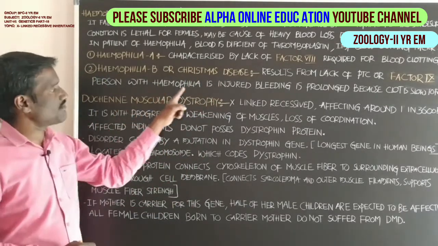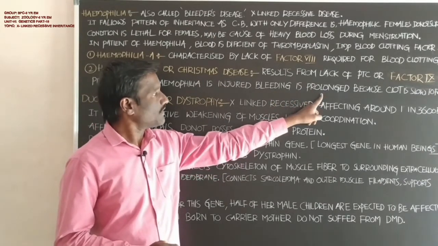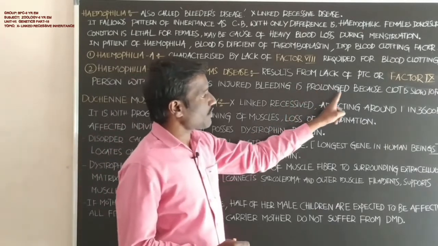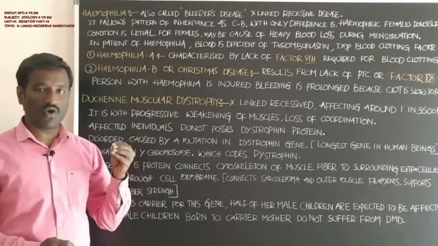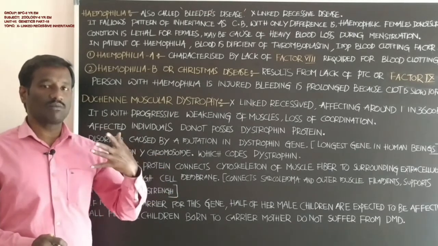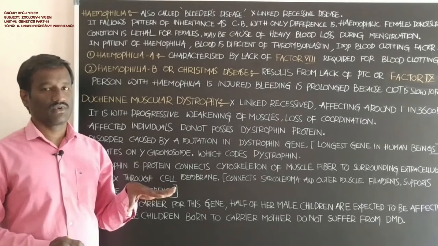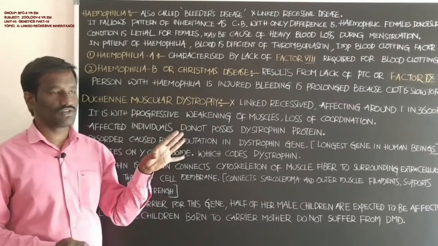A person with hemophilia who is injured has prolonged bleeding because the clot is slow to form. An excess amount of blood is lost through the injured region. The blood clot is slow to form. Okay, students.